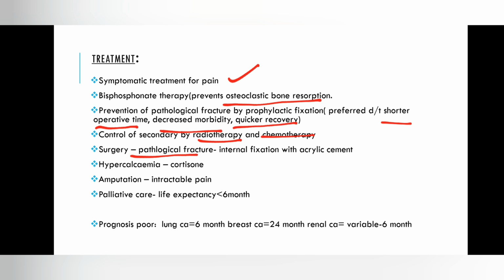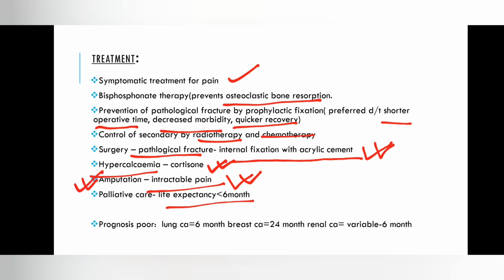And if there is pathological fracture, then we can do internal fixation with acrylic cement. If there is hypercalcemia, then we can give cortisone. And for intractable pain, the ultimate treatment will be amputation. And if the life expectancy is less than 6 months, then palliative care is given.